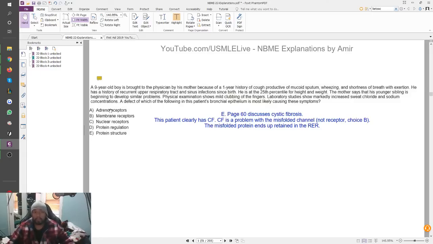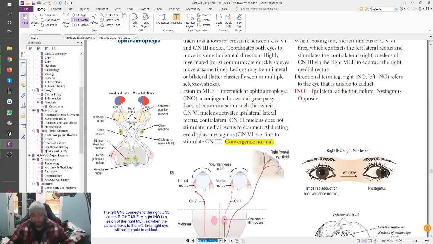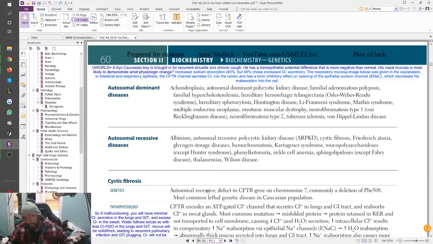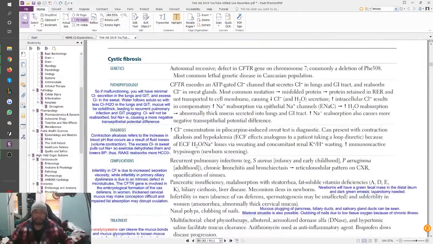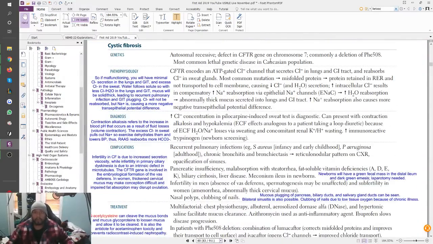It's not a membrane receptor, which was the other answer choice a lot of people picked. Okay, it's not a receptor. It's a channel. So let's take a look at it real quick, because this is one of the top high-yield topics, cystic fibrosis. So they tell you defect in the CFTR gene; you're supposed to encode a really nice channel, right? But there's a mutation and you get a misfolded protein, okay?